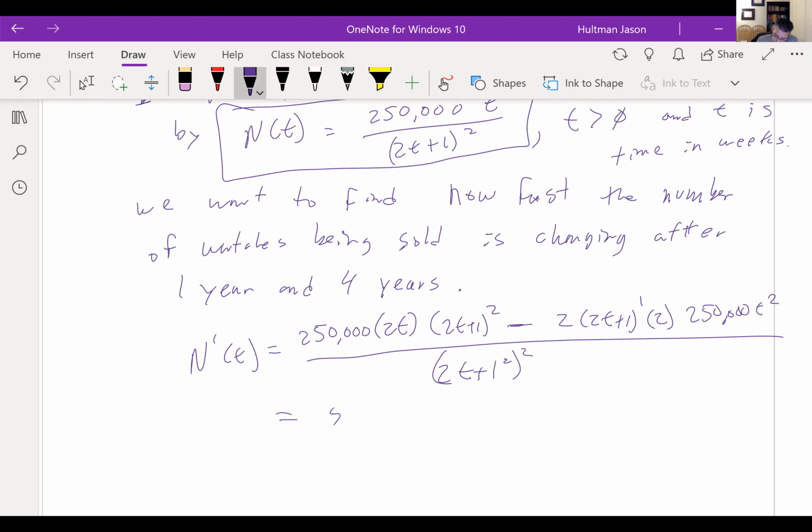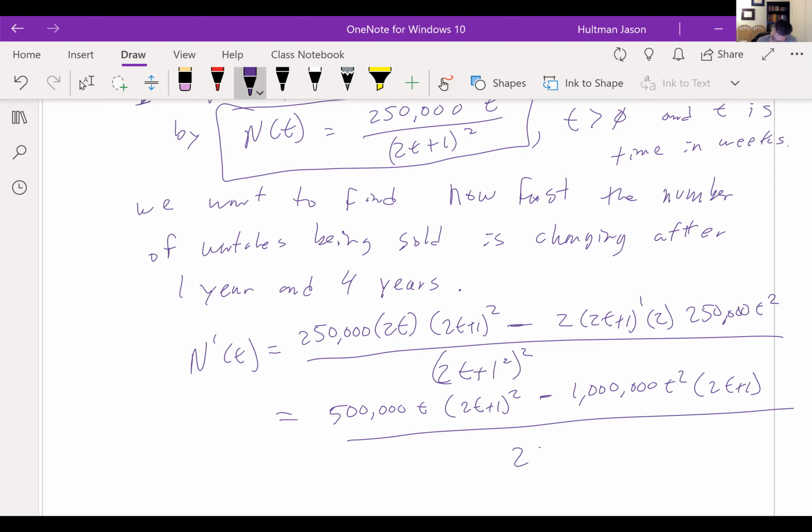Okay, so this is going to be 500,000 t times (2t plus 1) squared minus, this is going to be 4 times 250,000, that's 1 million, 1 million t squared times (2t plus 1), all over (2t plus 1) to the fourth power.